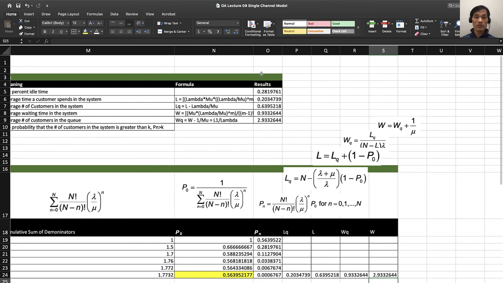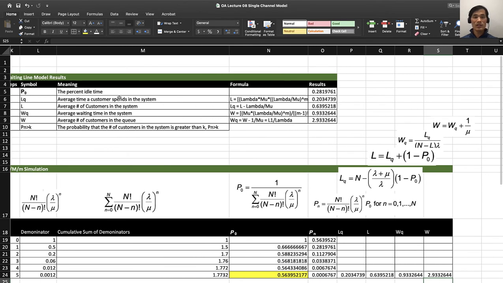So I was able to fill this out. The percent idle time is about 28% chance you have by using these new compactors for this business. LQ, the average number of customers waiting, is about 0.20. L, the average number of customers in the system, we find was 0.63, W, the average wait time, is 0.93, and WQ is 2.93. So that's what we find in this case.